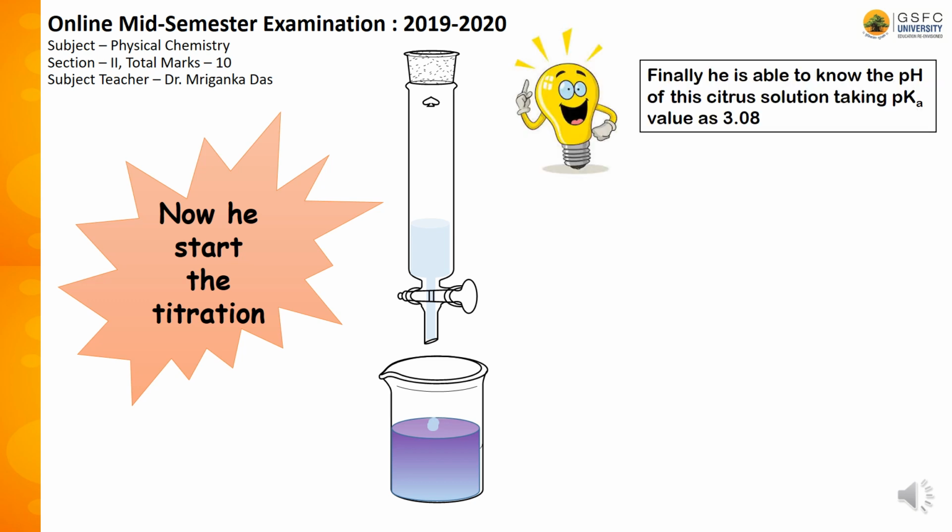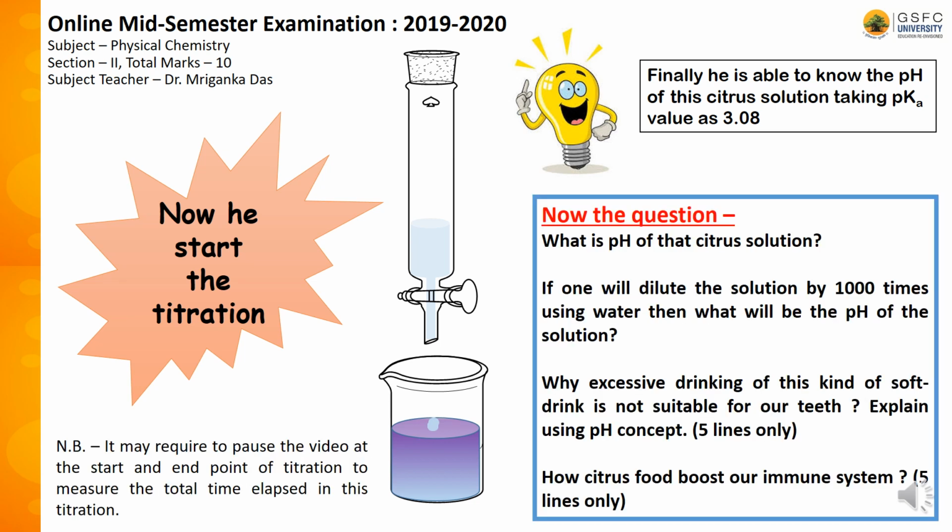From getting the end point, Jerry was able to know the pH, and he used the value of the pK of the citrus solution for the calculation of the pH, and the pK of the citrus solution is 3.08. Now our question is, what is the pH of this citrus solution? If one dilutes the solution by 1000 times, then what will be the pH of that solution?